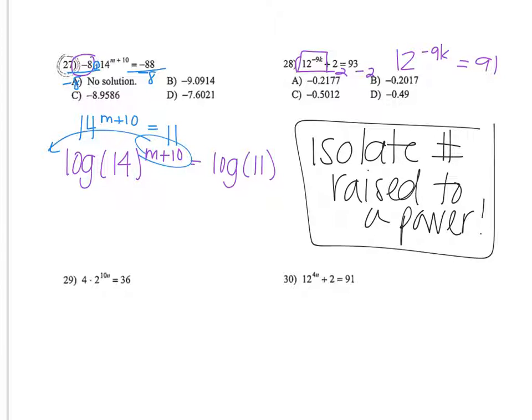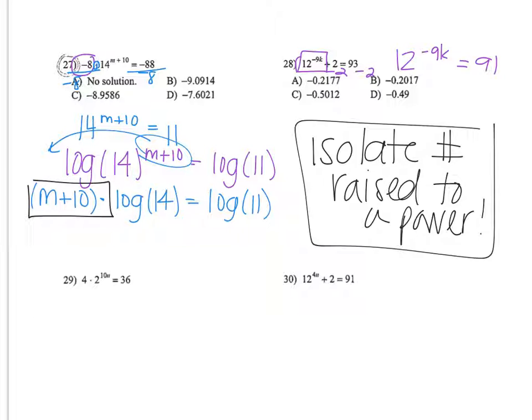Move the exponent to the front. Be so cool like that. Don't forget to put it in parentheses. Times log of 14 equals log of 11. Your goal is to get m plus 10 by itself. So undo multiplication by division.